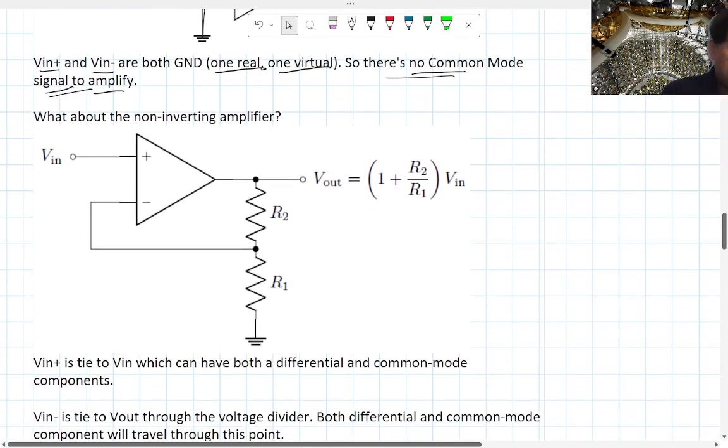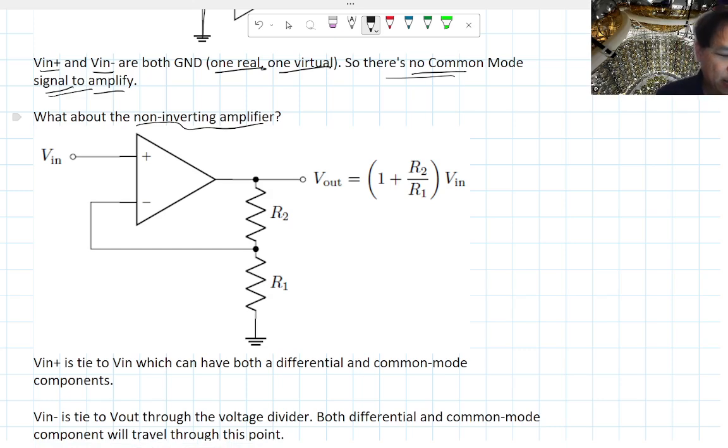So what about the non-inverting amplifier? Hopefully I didn't give the story away. V plus is tied to Vin, so whatever the voltage here is going to be whatever the signal is. I'm just going to draw it here, let's say, like this. At this point though, this is basically a voltage divider of V out, whatever is here. There's also oscillation here.